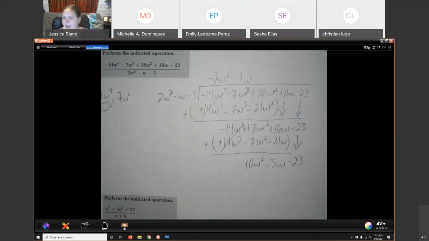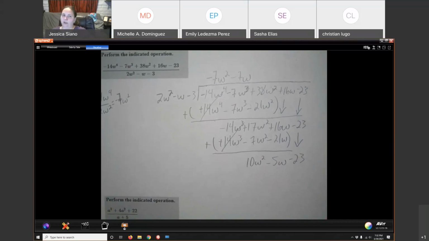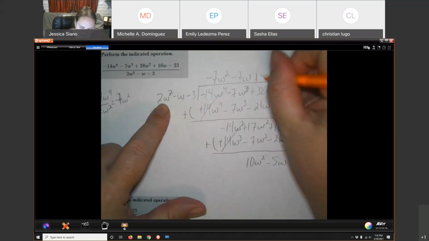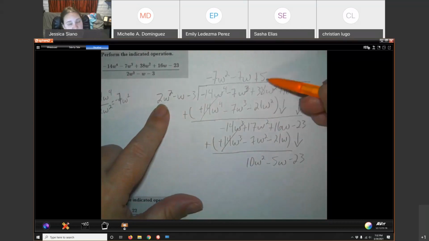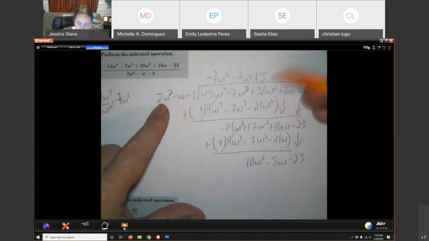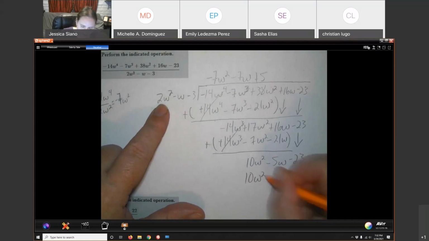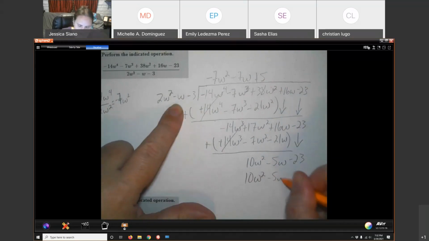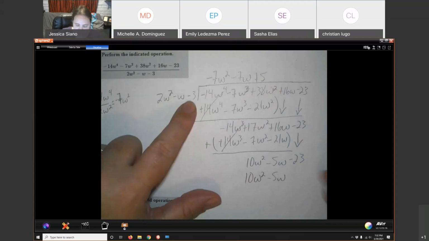The fact that that was my last bring down tells me that I'm probably on my last step. 10w squared divided by 2w squared is just 5. The fact that all I have up here is a constant tells me this is my last step. 5 times 2w squared is 10w squared. 5 times a negative w is a negative 5w. 5 times a negative 3 is a negative 15.